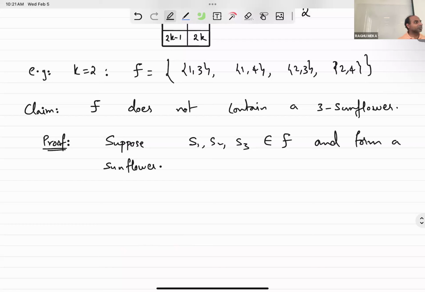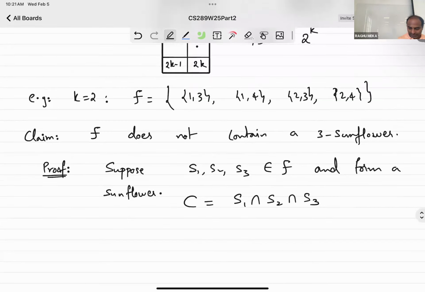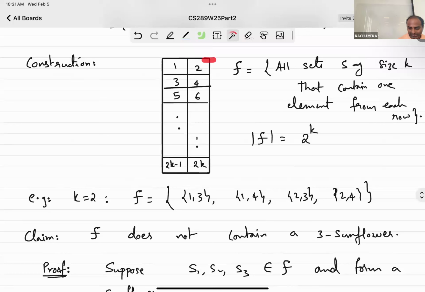My claim is that this is not possible. Why is that? Let C equal the common core. And whatever is in the common intersection will pick out some rows. Maybe it picked out, let's say, this row, this row, this row. So you had some element here, some element here, this element here. All of these are part of S1, S2, and S3, all 3 sets. Now, what should happen in the remaining rows?